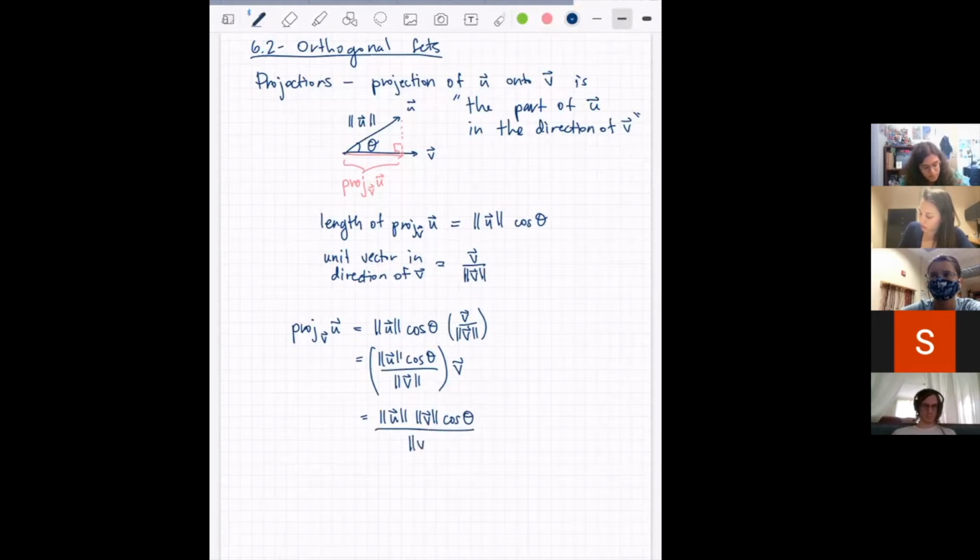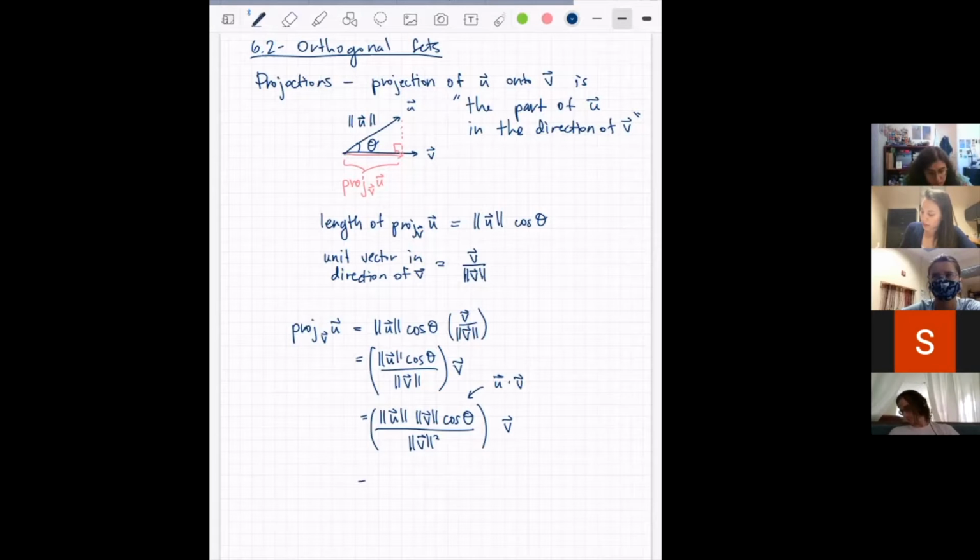So that I get norm of V squared in the denominator, right? And does anybody recognize what this numerator is? We talked about this last time. Is that U? Okay, it is U dot V. This was the formula that we had last time for the dot product involving the cosine of the angle, right?